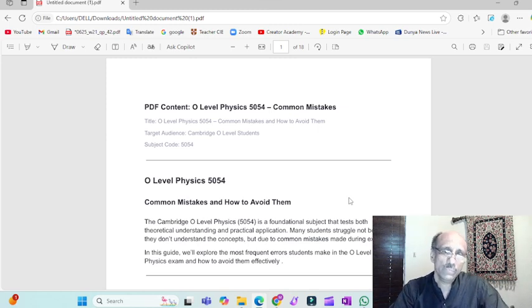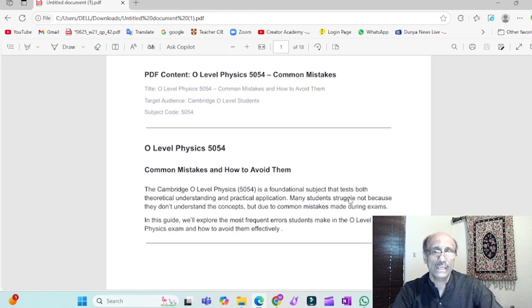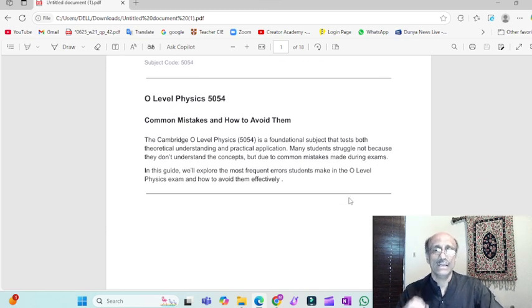The Cambridge O level physics is a foundational subject that tests both theoretical understanding and practical application. Many students struggle because they know the physics, they know the concepts, but due to common mistakes during the exam, they are not able to get the exact marks which they want. For example, they expect to get A star, but when the result is in their hand, they see that they got B.